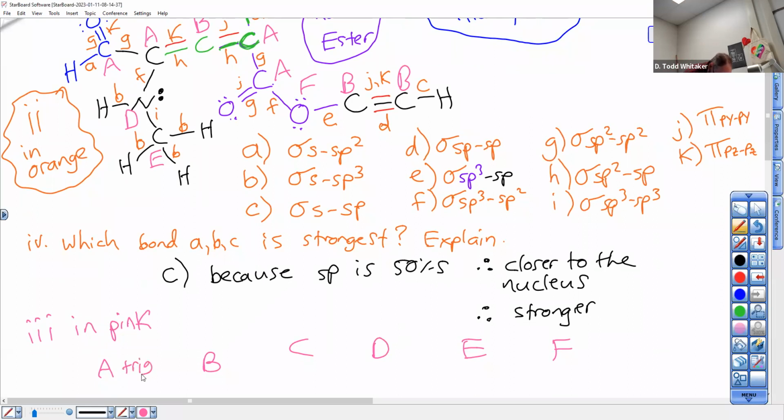Trigonal planar. What's your angles for trigonal planar? 120. What about B? It's sp. You got two sigma bonds to get away from each other. That's linear. And what's your angle for linear? 180. And we don't have a C. Sorry about that. Said I was going to skip it.